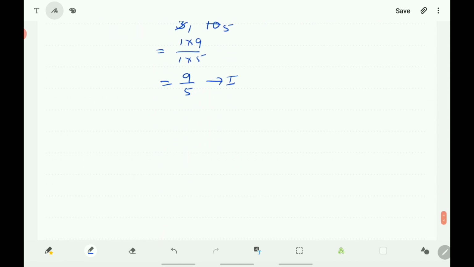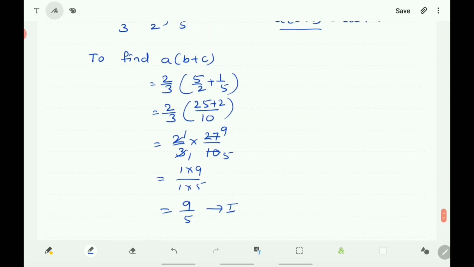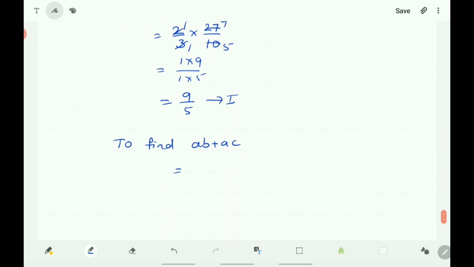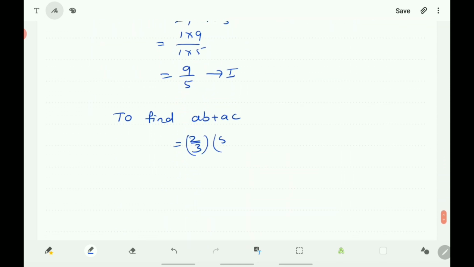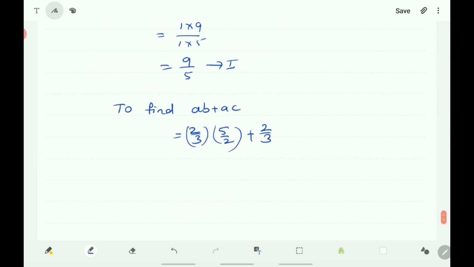Next, to find ab plus ac, that is a is here 2 by 3, 2 by 3 into b, b is 5 by 2, plus 2 by 3 into c, c is 1 by 5.